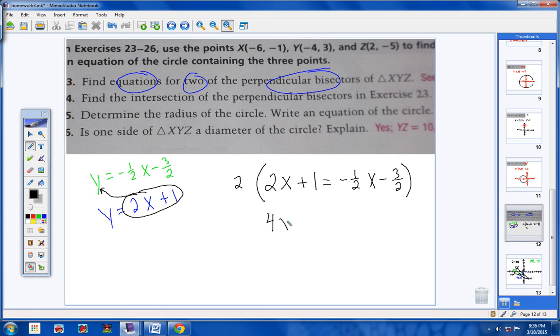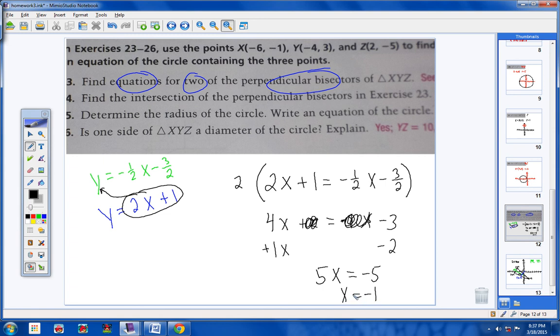2 times 2 is 4. 2 times 1 is 2. 2 times negative 1/2 is negative 1. And 2 times negative 3/2 is negative 3. There, I like that a lot better, okay? That's just me. So I'm going to bring the negative 1x over and make it a positive 1x, so it's gone. I'm going to bring the positive 2 over and make it a negative 2, so it's gone. 4 plus 1 is 5x. Negative 3, negative 2 is negative 5. Divide by 5, x equals negative 1.